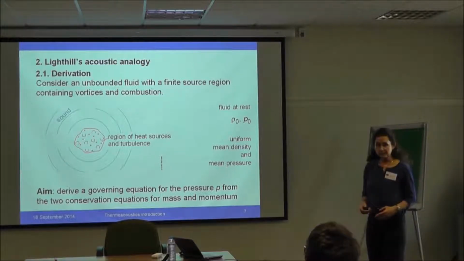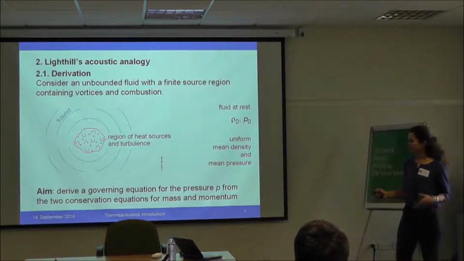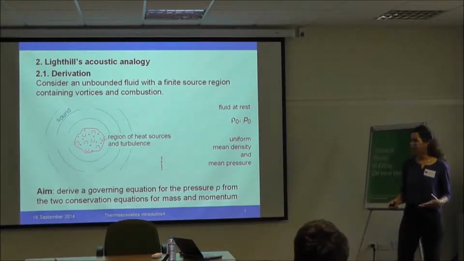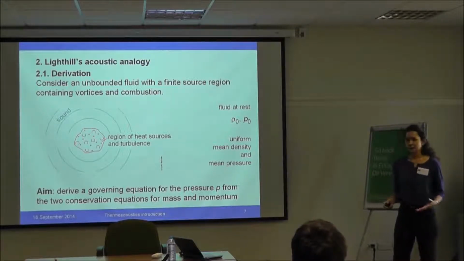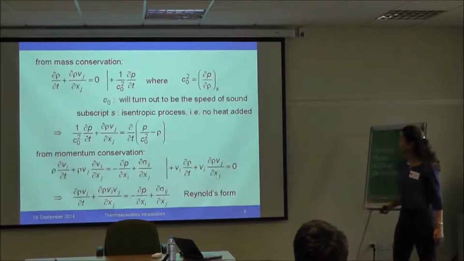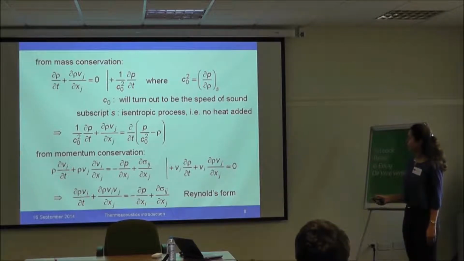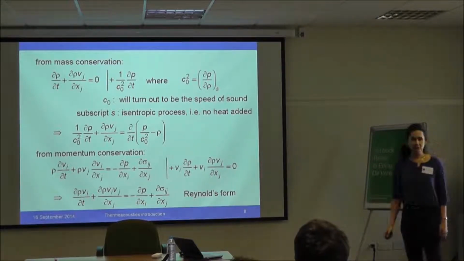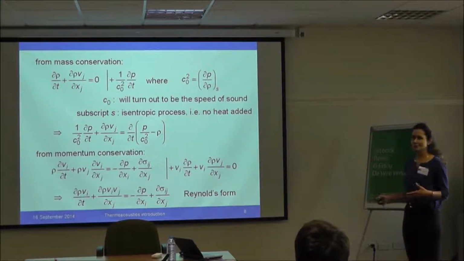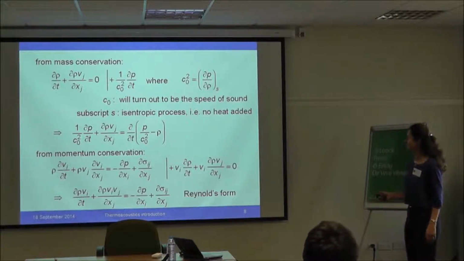And the aim is now to derive a governing equation for the pressure, just for the pressure, trying to get rid of the other thermodynamic quantities. And our starting point will be the conservation equations for mass and momentum. Right, so here we have our mass equation that we've seen before. There are quite a few mathematical operations now. They're not particularly difficult. You just have to know how to do it. And if you know how to do it, it's no big deal.